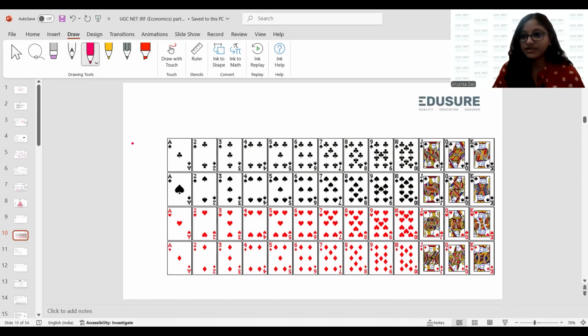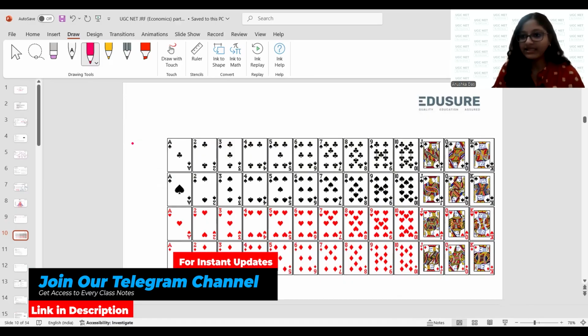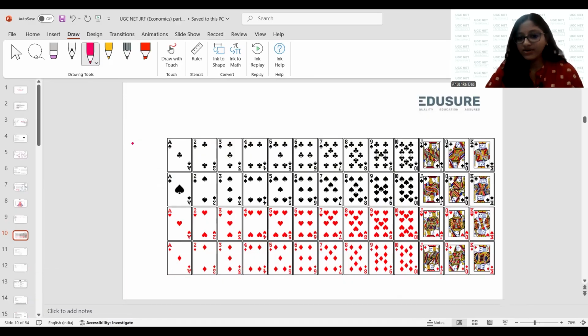So here is the picture that you see of the 52 playing cards. This is the best way to understand this concept. If you understand the playing cards well, then you can solve any question that we will give you from here. So see, here you have 52 playing cards. You have 4 rows. This is the first row, this is the second row, this is the third row, and this is the fourth row.